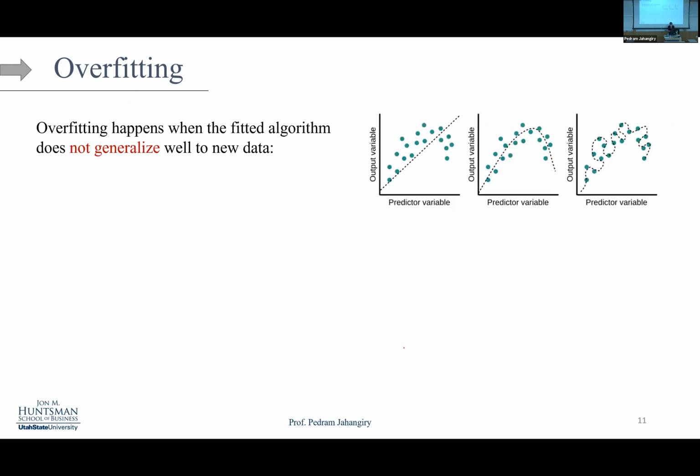I want you to look at these three graphs. The data is fixed, right? So the bluish, let's call it green. The green dots are the data, and it's the same in these three different charts, right? But look at the first one. This is a linear regression, right? So the first one, we have an upward sloping line. So this is a very simple, super simple model, right?